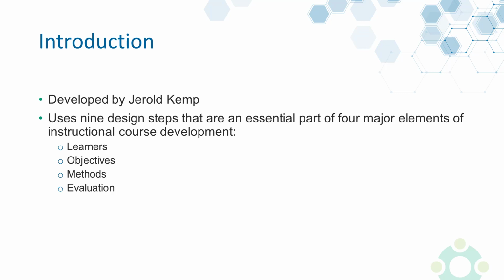The Kemp model, developed by Gerald Kemp, uses 9 design steps that are an essential part of 4 major elements of instructional course development. These 4 major elements are learners, objectives, methods, and evaluation. Each step of the model forms a continuous cycle of improvement and adjustment.